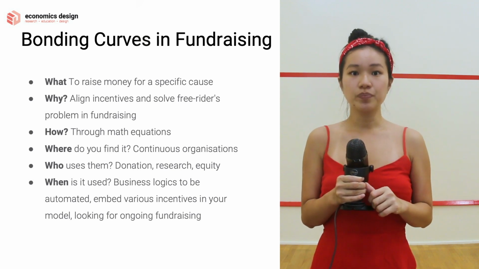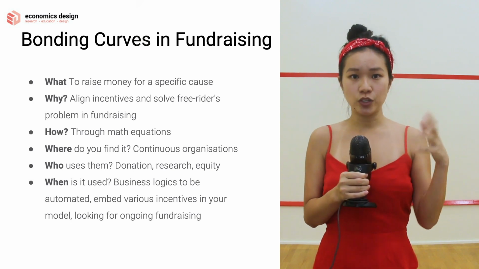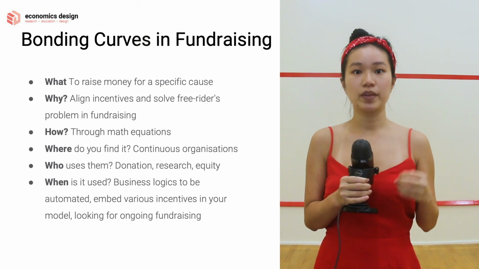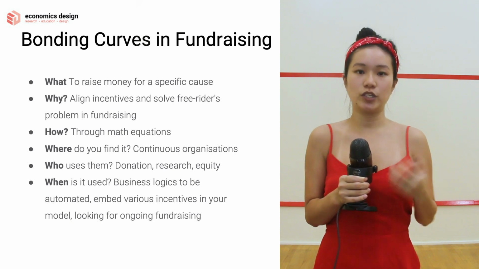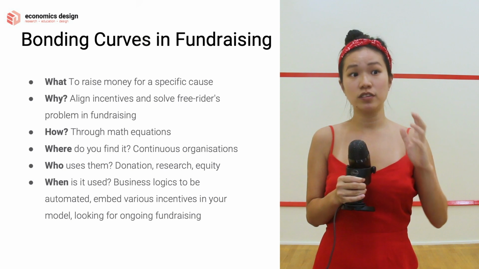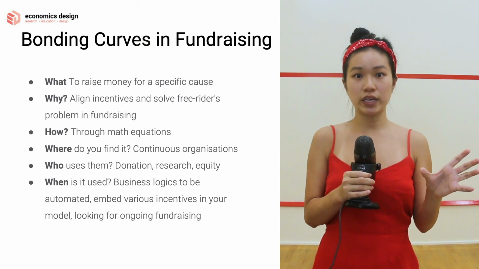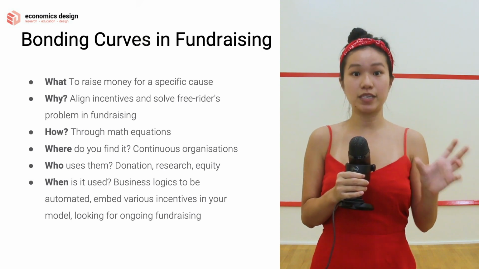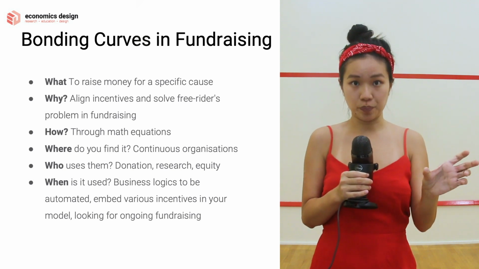Where do we find them? In general, we find them in continuous organizations. Sure, we talk a lot about fundraising, but the idea of fundraising is to support an organization. And this organization will continuously grow, will keep growing, and so we just call them continuous organizations. Or you can just call them organizations. How I would differentiate them is that continuous organizations are always fundraising, are always getting money, until they decide to stop.